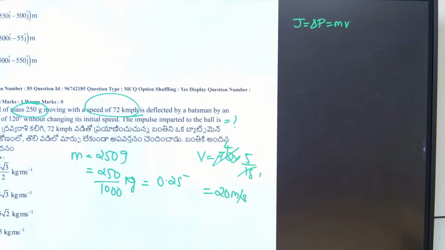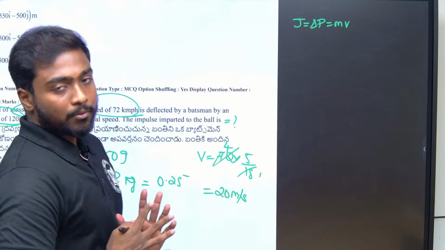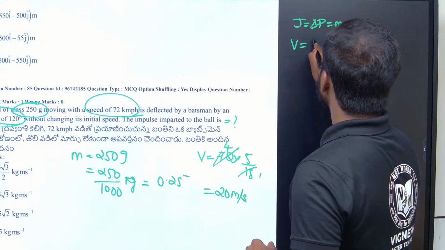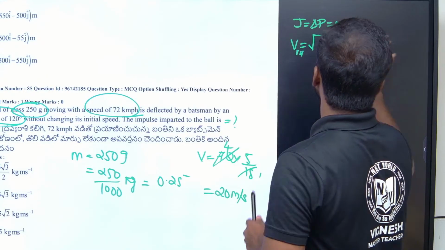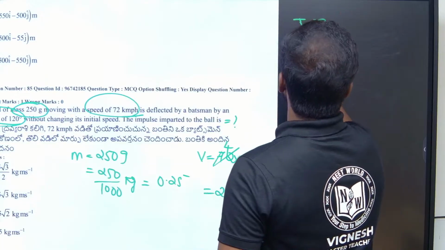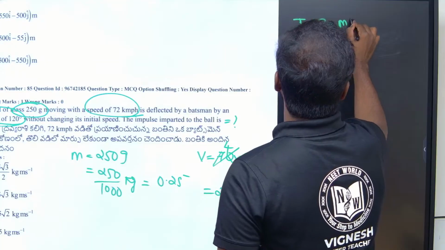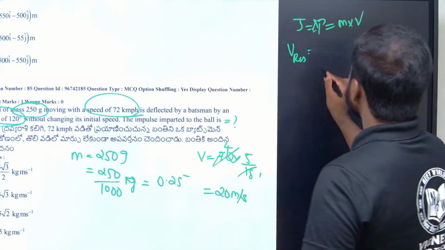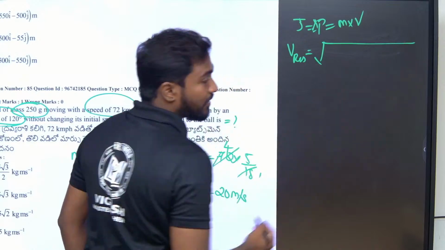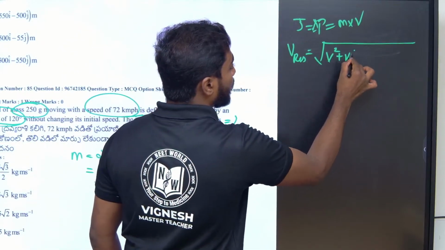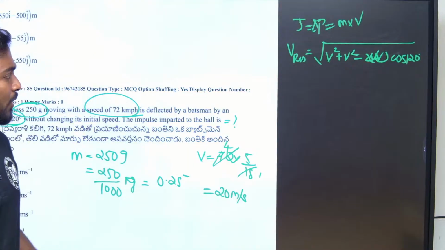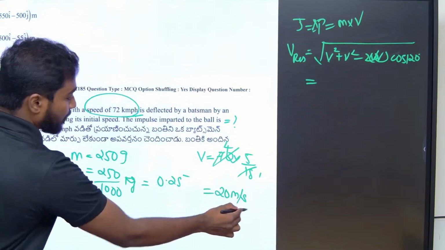So deflected by a batsman and the angle made is 120 degree without changing its initial speed. So speed is not changing here. So J is equal to delta P, where delta P is equal to m into v. This is the formula we know. So the resultant velocity is equal to under root of, v is not changing here, listen carefully, v square plus v square minus 2v into v cos 120. Okay, so if I talk about v, the answer is 20.